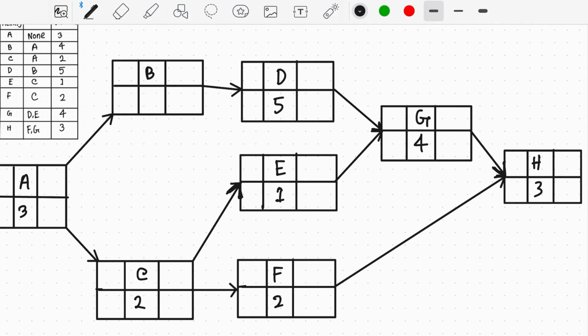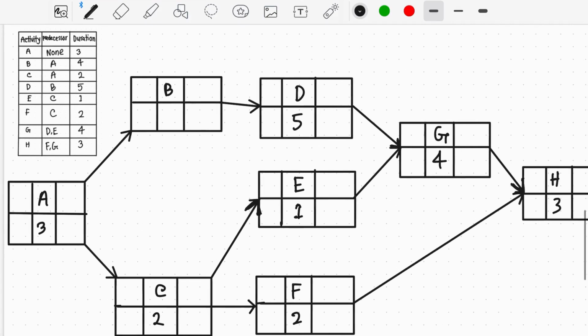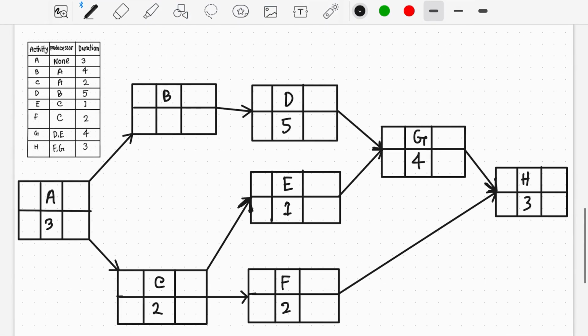All right, once we finish drawing the activities, their names and the durations, now it's time to do the calculation of ES and EF, the early start and early finish. For activity A, the early start is 0, and the early finish will be 3.